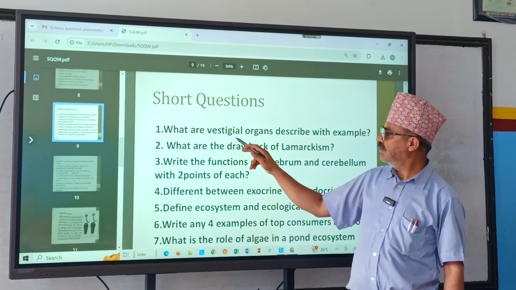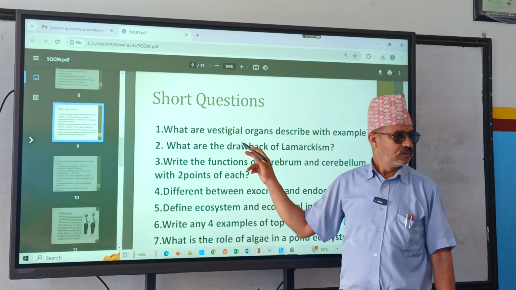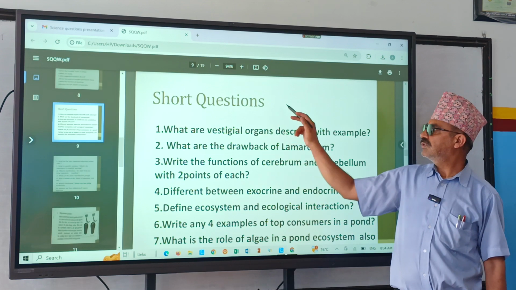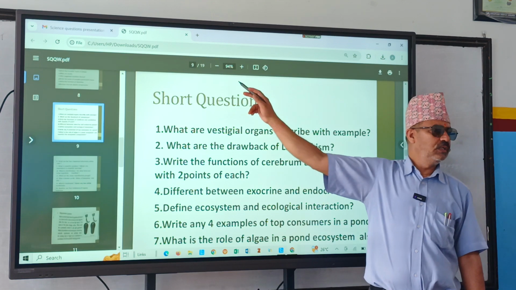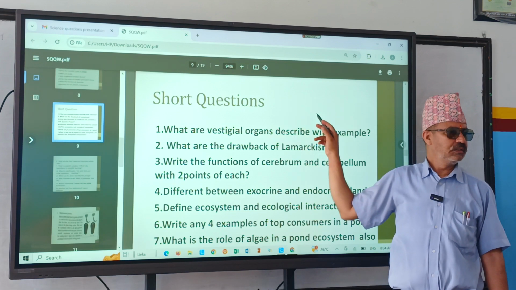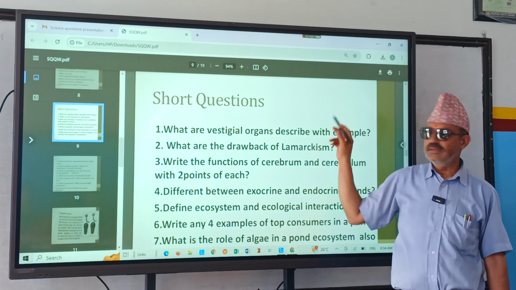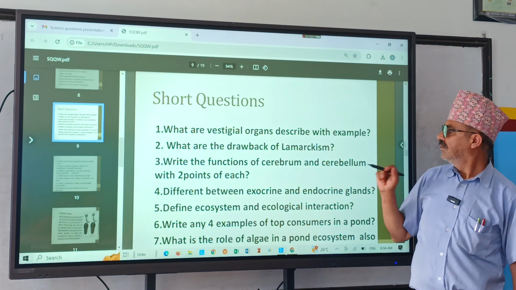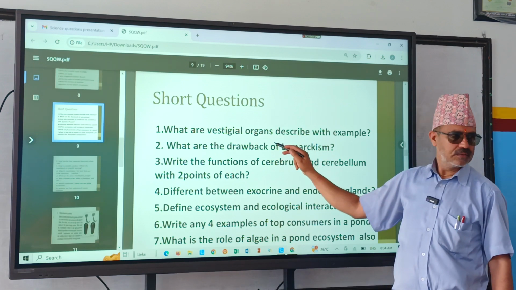I think vestigial is spelled wrongly. So who prepared this question? They have to be very careful. So short questions, write down here. First Group C, short questions and marks also. 2 times 14 equals 28, right? 28 marks. Vestigial organs describe with example. So here must be question mark.